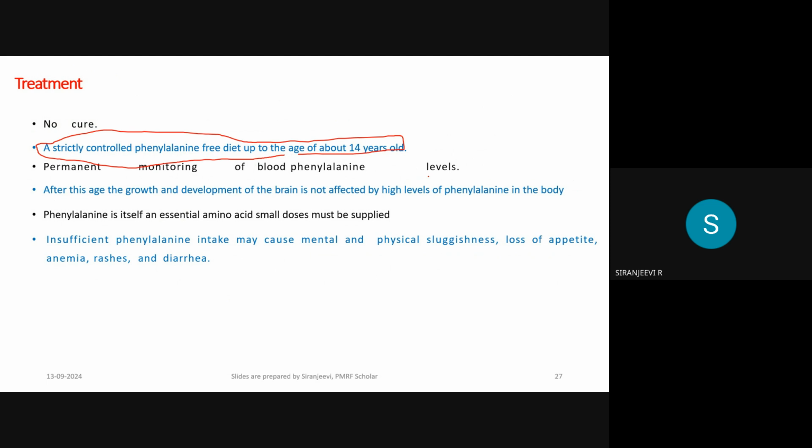After 14 years of age, the growth and development of the brain is not affected by high levels of phenylalanine. Phenylalanine itself is an essential amino acid, so a small dose must be supplied. An insufficient phenylalanine intake may cause mental and physical sluggishness, loss of appetite, anemia, rashes and diarrhea.